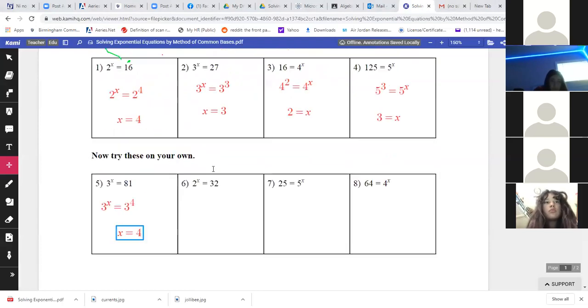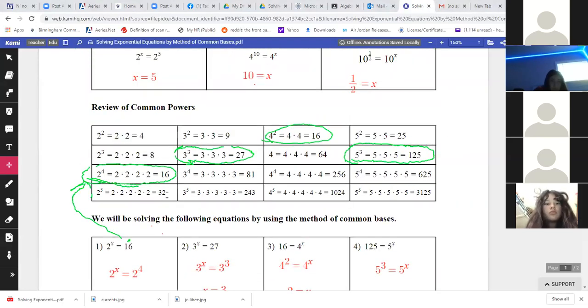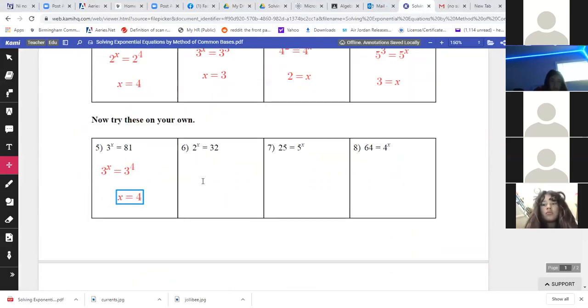Number 6, I'm going to go ahead and look back at our table. 32 is 2 to the 5th. So I'm going to rewrite this as 2 to the x is equal to 2 to the 5th. And then now that they have the same base, x is equal to 5.